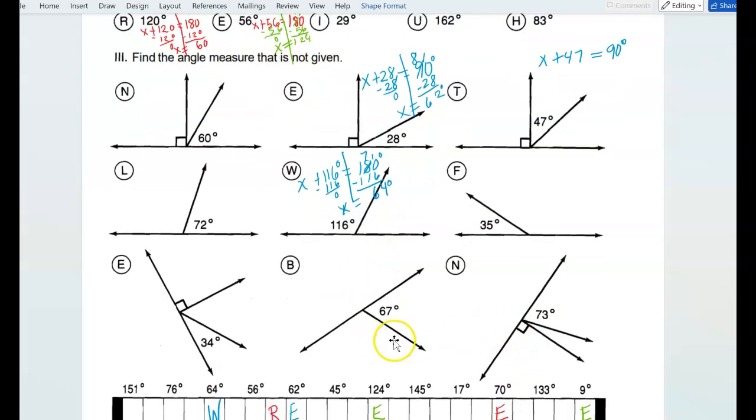If we don't see the box, we consider it supplementary, and we set it equal to 180 degrees. We always add our angles, x plus 67 degrees. Okay, solve that. Solve the equation. These are just one-step equations.